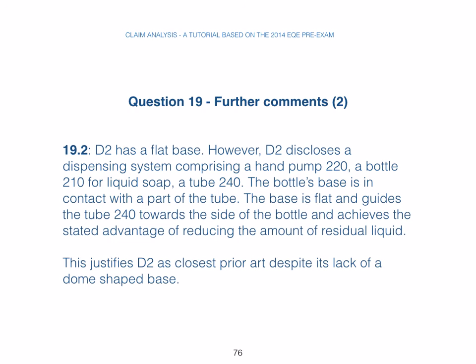Concerning D2, there are positive reasons why it could be considered as closest prior art. D2 has a flat base. However, D2 discloses a dispensing system comprising a hand pump, a bottle 210 for liquid soap, a tube 240. The bottle's base is in contact with a part of the tube. The base is flat and guides the tube 240 towards the side of the bottle and achieves the stated advantage of reducing the amount of residual liquid. This would justify or could justify D2 as closest prior art, despite its lack of a dome-shaped base.